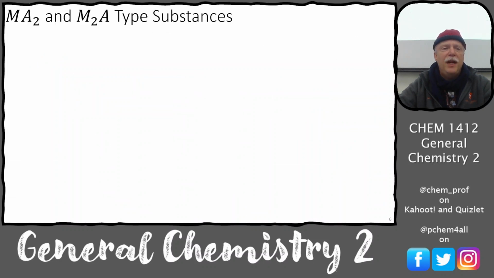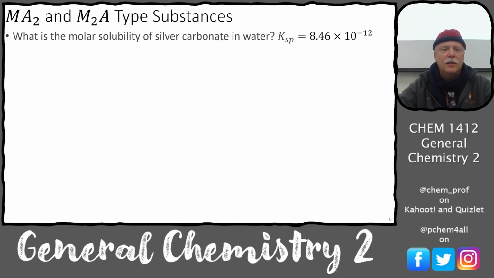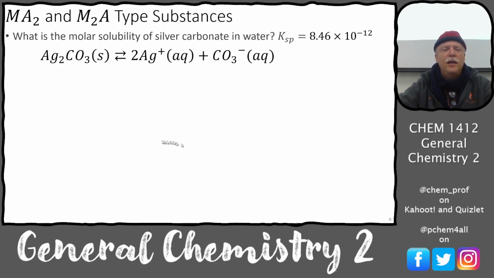So here, let's do an MA2 or M2A type substance. What's the molar solubility of silver carbonate? So you've got to know your silver ions, so silver +1, and then the carbonate, you have to know what that is. It's CO3 2 minus. So you put those together, you need 2 silver cations to balance the charge on the carbonate. That's the solid. It produces 2 silver cations and a carbonate anion.